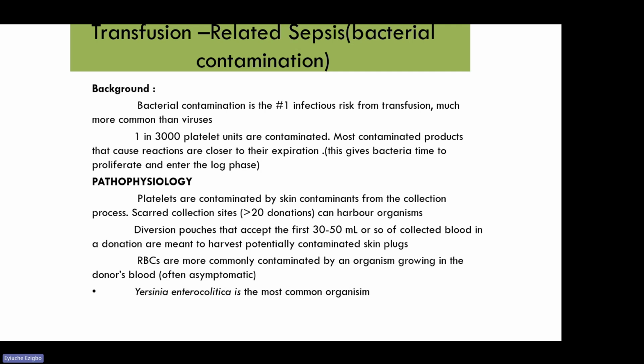Diversion pouches that accept the first 3 to 50 ml or so of collected blood in a donation are meant to harvest potentially contaminated skin bugs. Red blood cells are more commonly contaminated by organisms growing in the donor's blood, often asymptomatic, because during the process of red blood cell donation, one donor will be enough to produce 1 pint of blood.